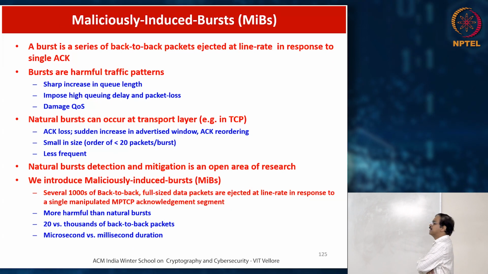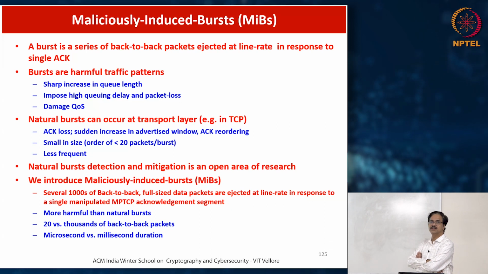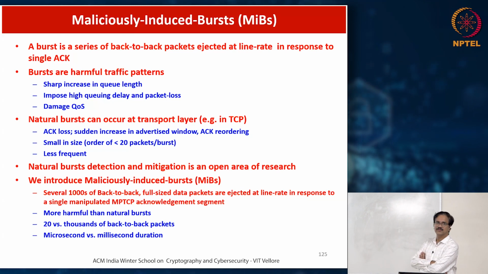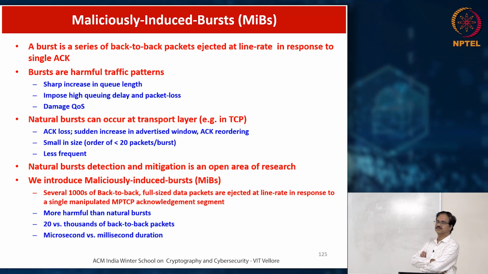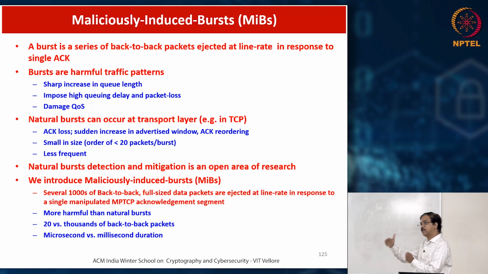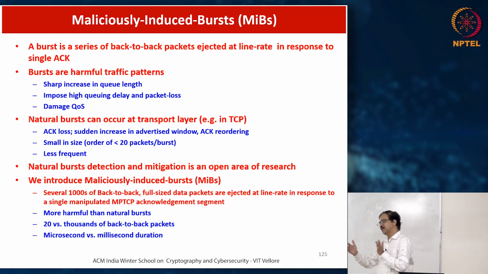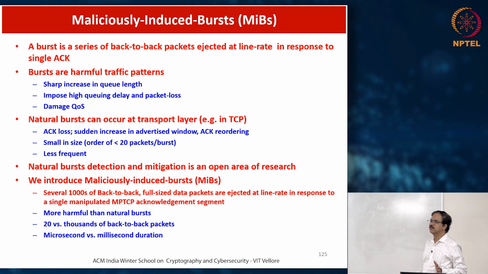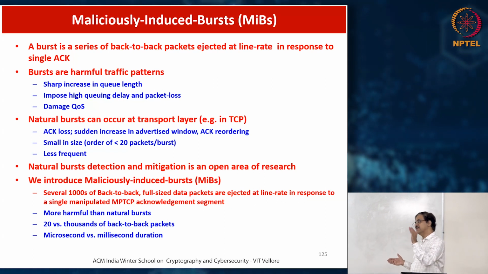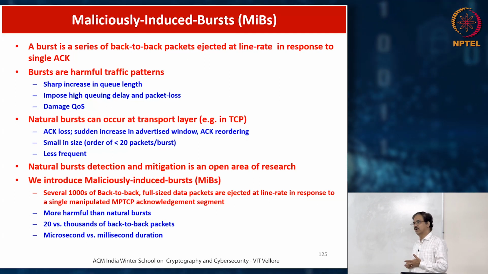Now one interesting behavior we exposed is called a maliciously induced burst. What is a burst in packet switching? A burst is a series or sequence of back-to-back packets ejected at line rate, correct? You keep sending one packet after the other for a period of time. What would happen? It will fill the buffer, okay? And then any more packets coming at that instant will get dropped. So burst is a problem.